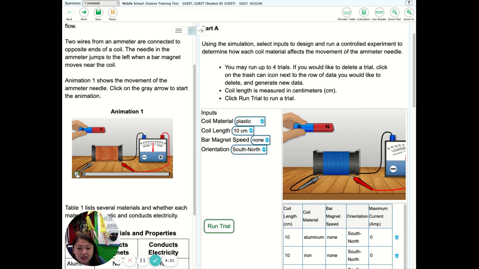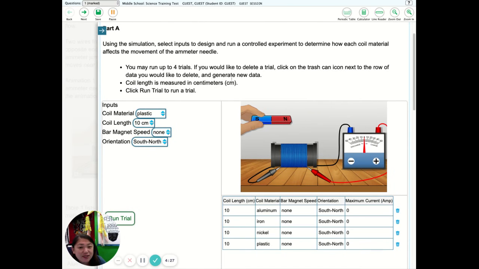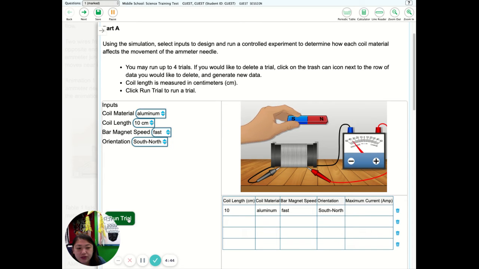So again, in the animation, you have to be moving this bar magnet in order for the current to form. They don't tell you that. They only tell you that in the reading. So it's important to go through and look at the reading. So we're going to delete all of these trials because none of them worked. And we're going to change the bar magnet speed to fast. And now we're going to go through the 4 different materials again.